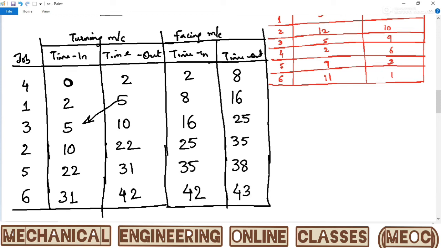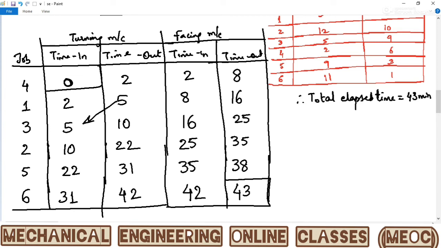So what is the total time? Now the 6th job, the last job coming out of the last machine is this. The first job going onto the first machine is this. So 0 to 43 is the total time. So what is the total elapsed time? It is 43 minutes. So therefore the total elapsed time is 43 minutes.